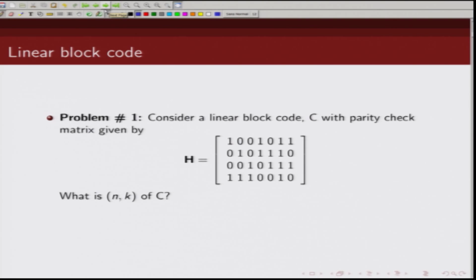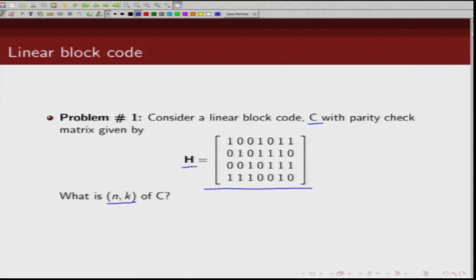So, the first question that we are going to look at is: consider a linear block code C whose parity check matrix is given by this, and you are asked what are the code parameters n and k. n is the block length, the code word length, and k is the dimension, basically the information sequence length. Now, how do we solve it?